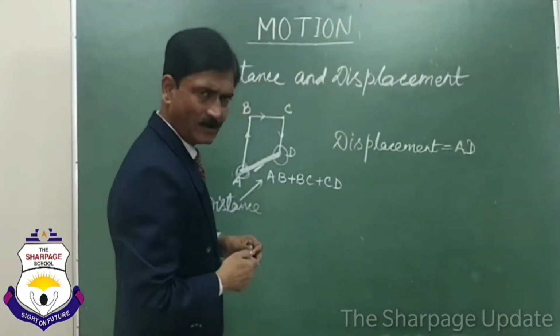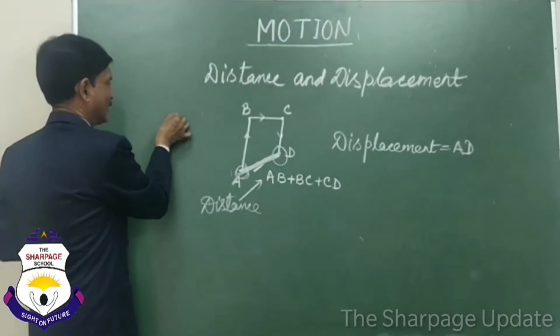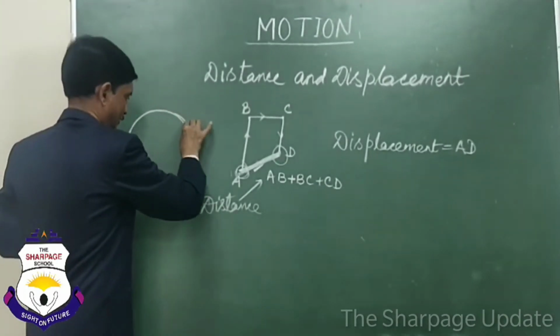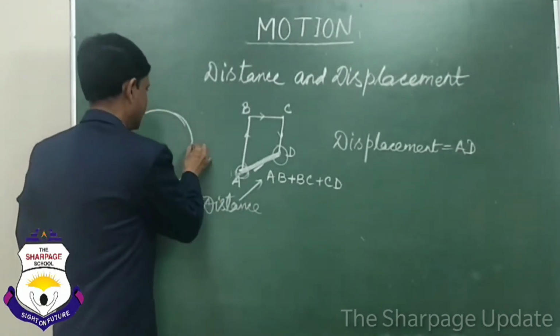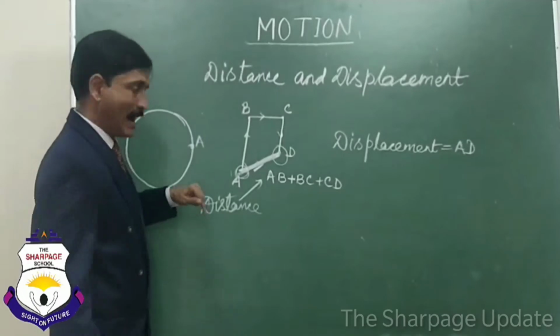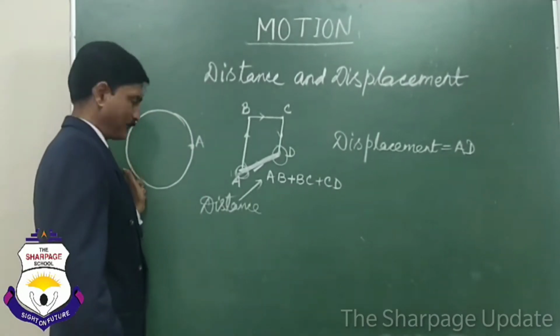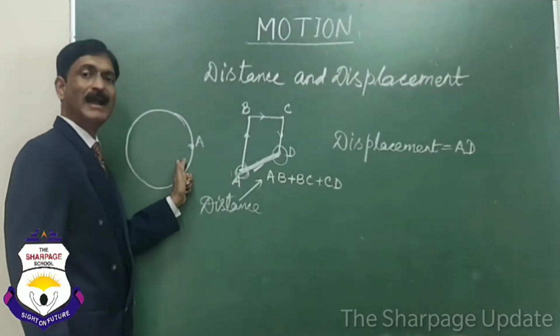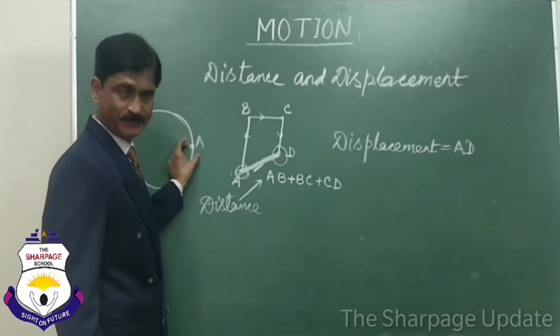Here, I am explaining with an example. Suppose a person is following a circular path. He starts from point A, and after moving along the circumference of this circular path, stops at the same point.